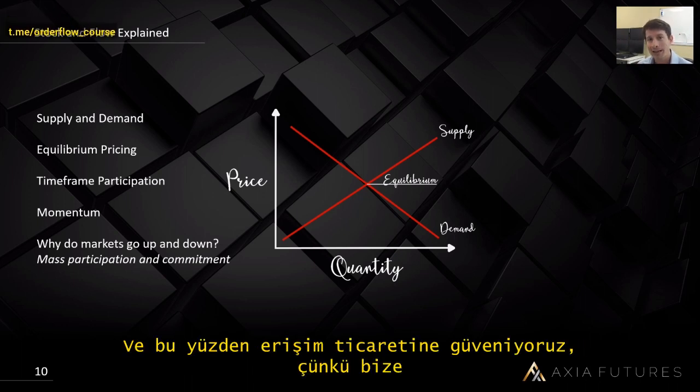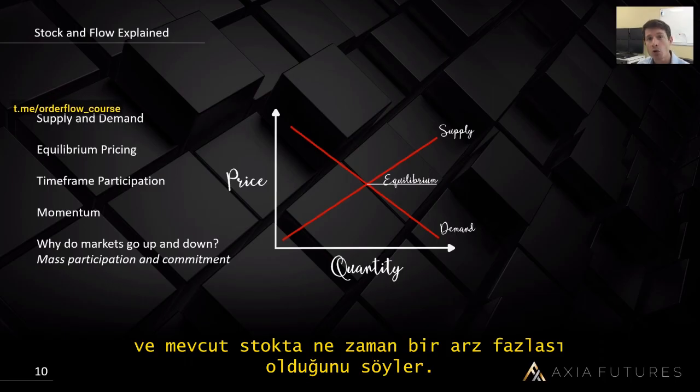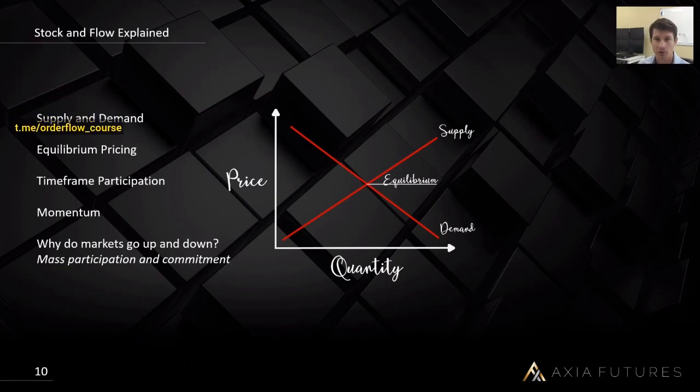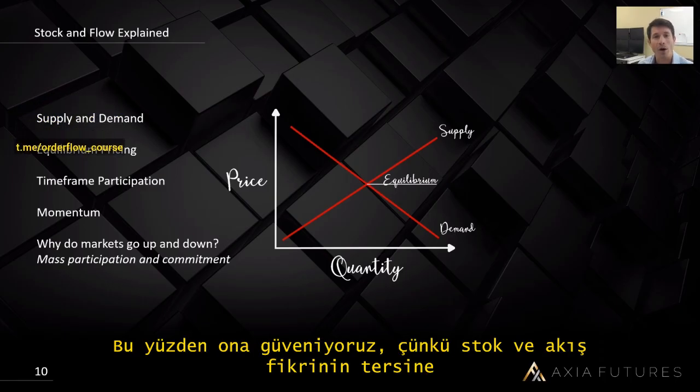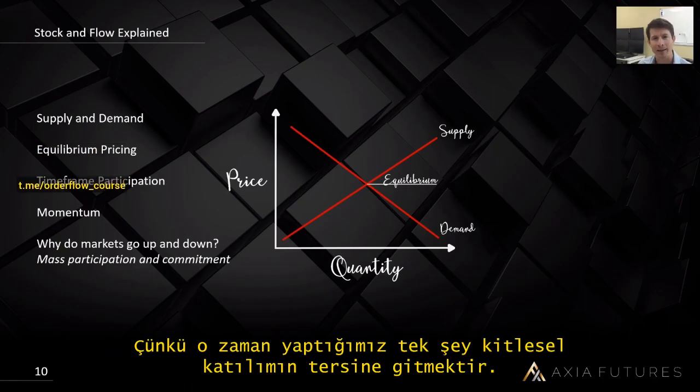And that's why we lean on the access trading, because it tells us when there is a shortage of the available stock and when there is an oversupply of the available stock. Right? That's why we lean on it, because we don't want to go counter to the stock and flow idea. Because all we're doing then is going against mass participation.